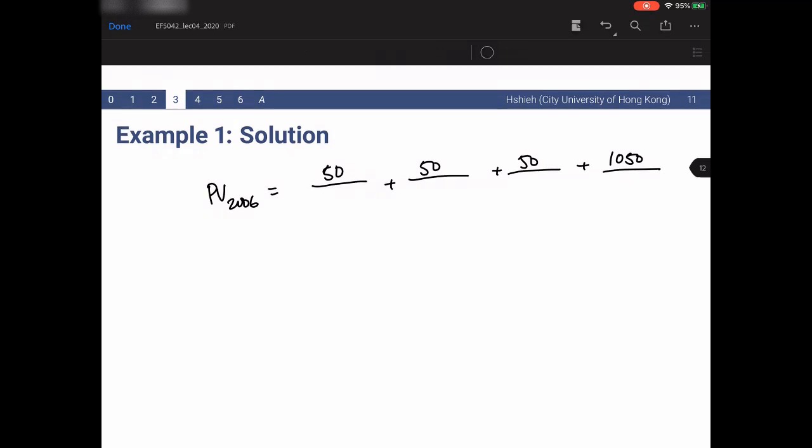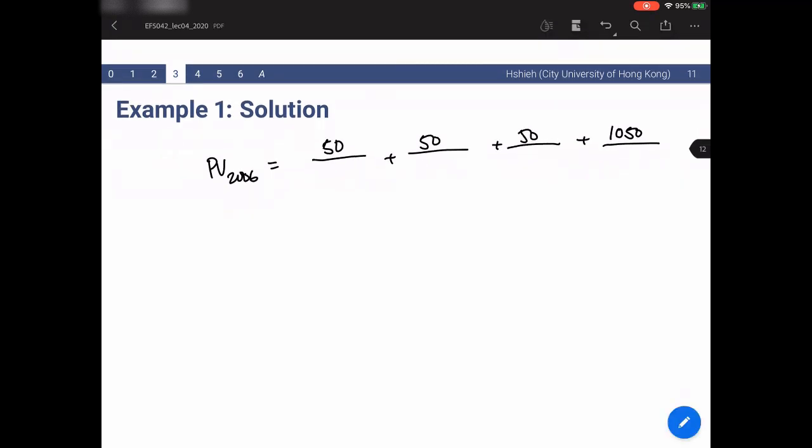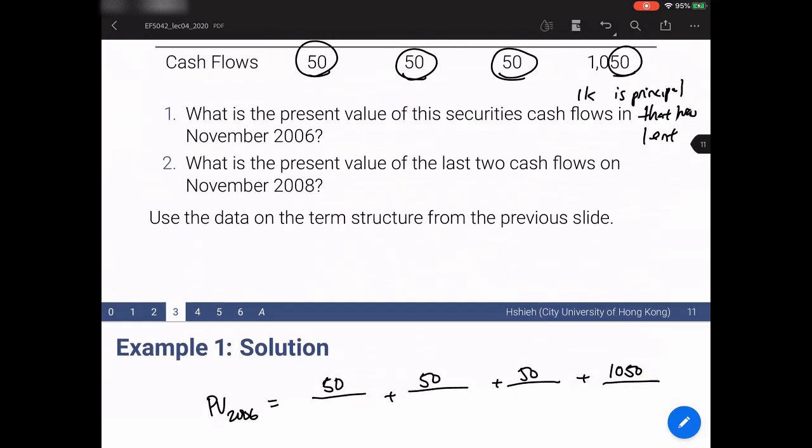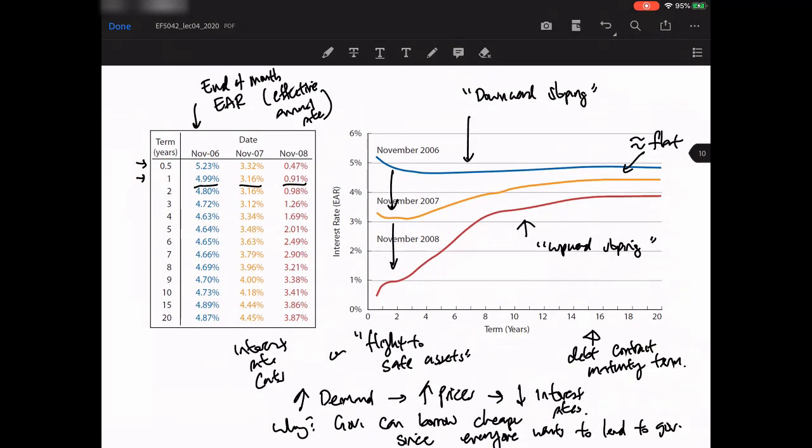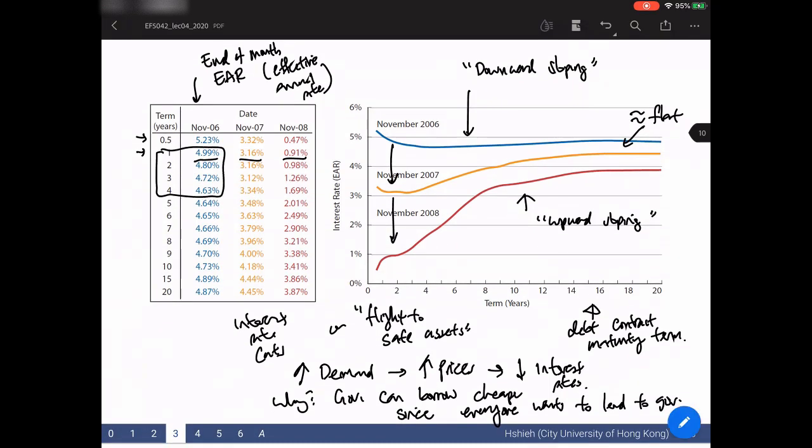Okay, so remember, we use the term structure in which time zero matches the year. So for 2006, we're using the 2006 term structure. So that is the blue line in the previous slide. Okay, so we're going to use 1 year, 2 years, 3 years, 4 years out. So these four numbers. Okay, so remember 4.99, 4.8, 4.72, and 4.63. Okay, so that's what we're going to do.